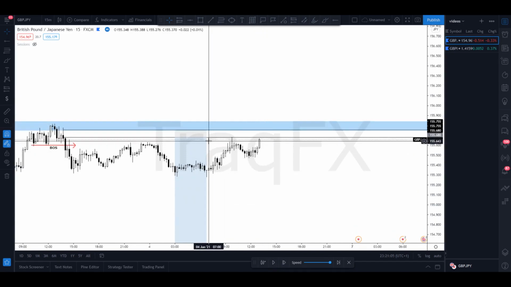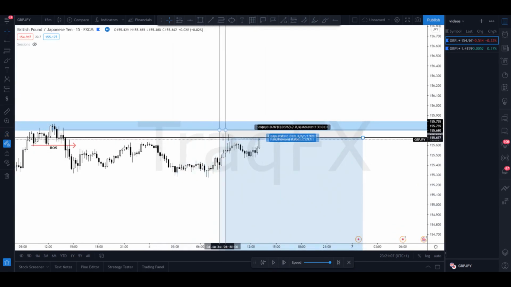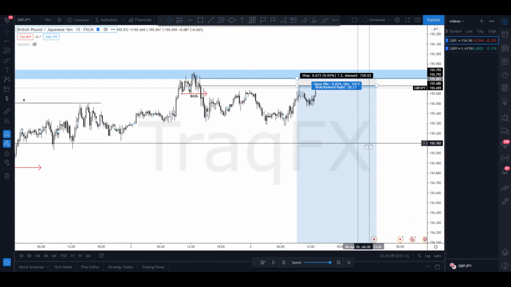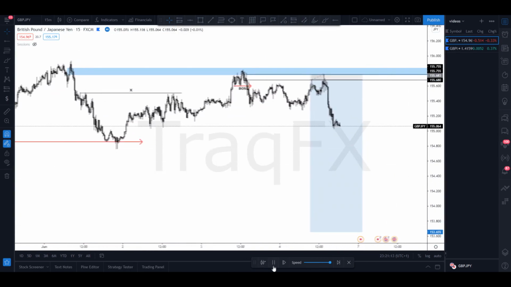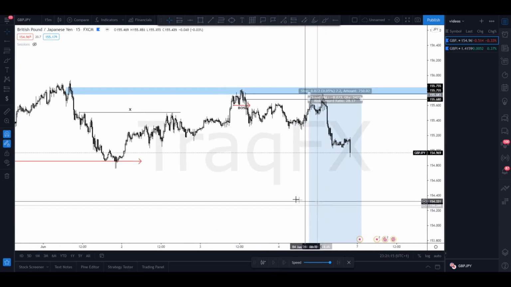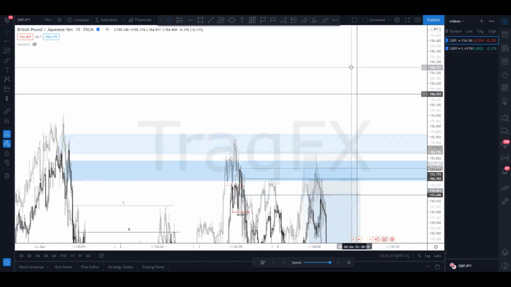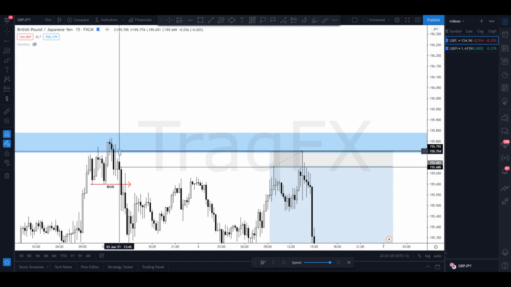And look at that. Price taps into the pip, taps into our sell limit to the pip perfectly. And then what does it do? Let's see. Okay, so in this case, you did get stopped out if your stop loss was there. But that's part of the game, I guess.